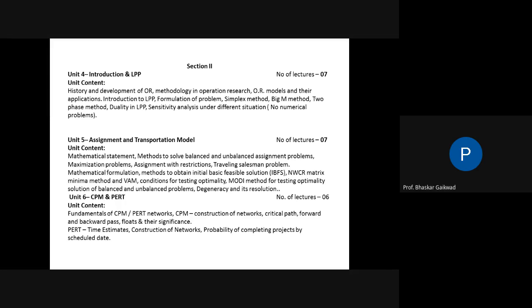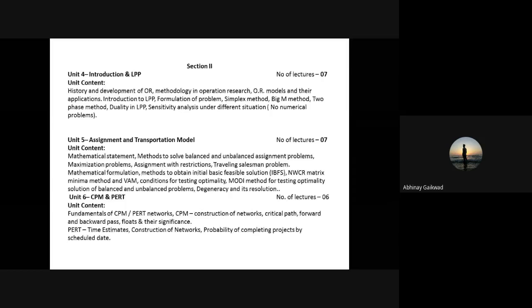Then CPM parts, these two methods are related to project evaluation, the time required to complete the project.